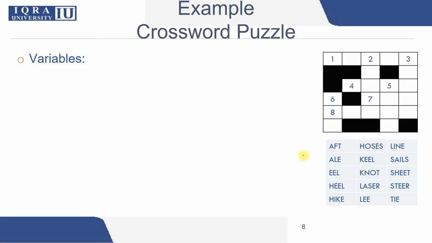So let's see how we can use constraint satisfaction problems to model or formulate different problems. Let's take an example of crosswords. This is a very simplified version of the crossword. We do not have hints. We have this grid. The black means there cannot be any values inside, and 1 means that it will start here and it will take about five letters.